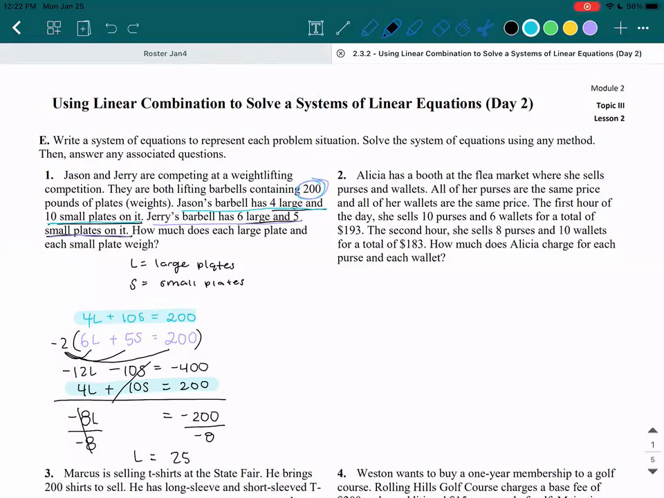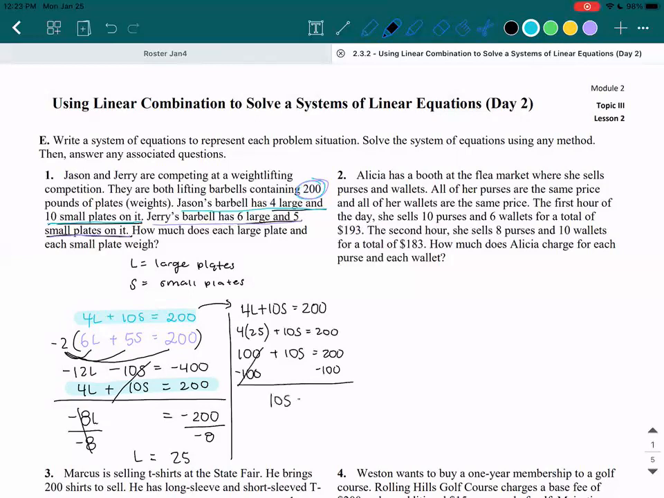All right, so L is 25, and then let's figure out S. To figure out S, we just need to plug it into either of the equations. So let's just plug it into the top equation. So 4L plus 10S is equal to 200. So 4 times 25 plus 10S is equal to 200. 4 times 25 is 100 plus 10S is equal to 200. So we're going to subtract 100 from both sides. Cancels out. We get 10S is equal to 100. And then S is being multiplied by 10, so you're going to divide by 10 to cancel that out. S is equal to 10.